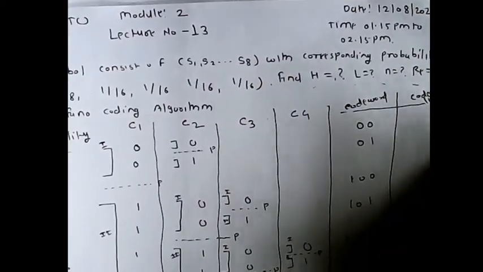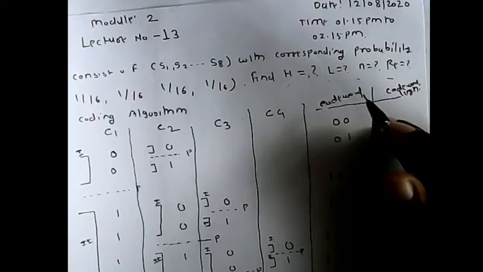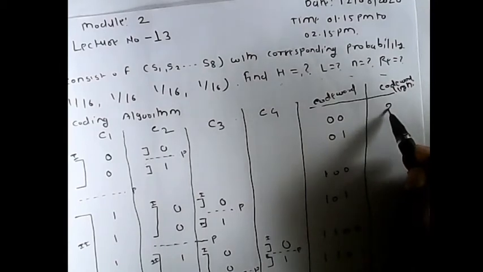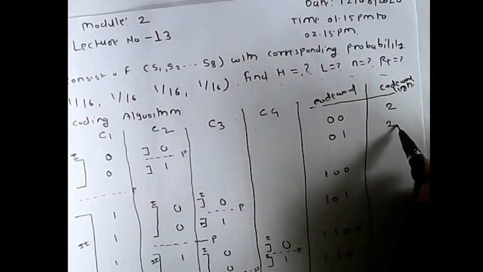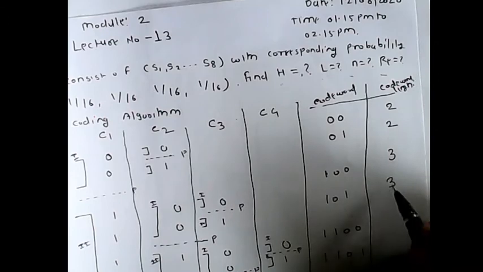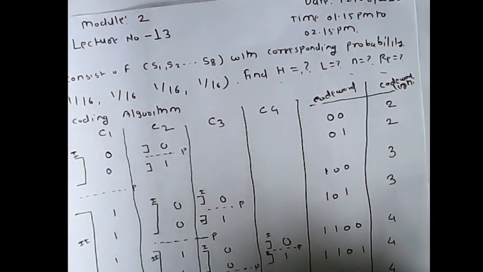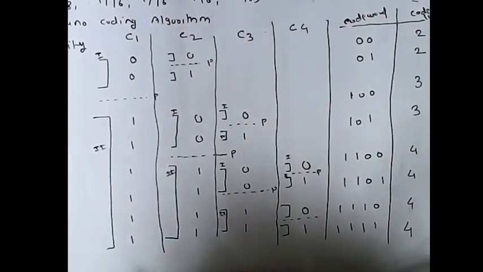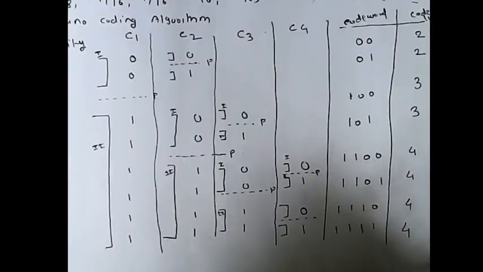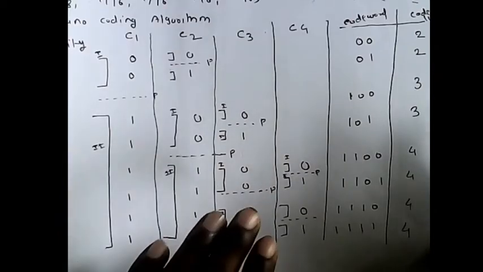Now what is the code word length? The number of bits is equal to the code word length. So the number of bits for the S1 symbol is 2. So the lengths are 2, 2, 3, 3, 4, 4, 4, 4. In this way we can convert a probability into binary representation by using Shannon-Fano coding.